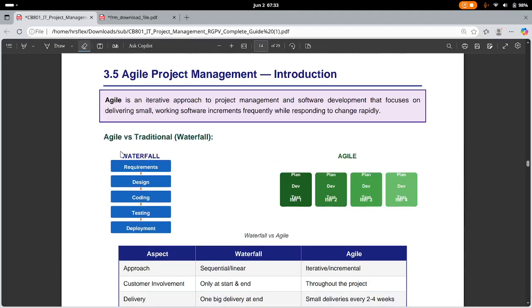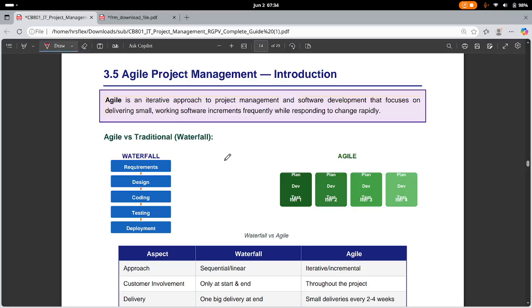What is agile project management? Agile is an iterative approach to project management, as we all know, in software development that focuses on delivering small working software increments frequently while responding to change rapidly. It explains much: software increments frequently, attaching small changes incrementally, responding to changes rapidly. So these are the things that come under agile methodology.